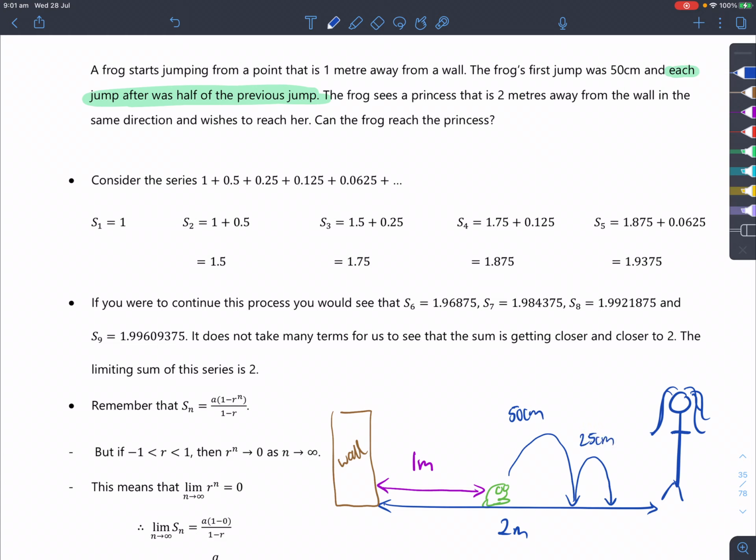And then what do you know? The next jump is going to be half of this. So it would be this much, okay? Now, if they keep doing that, the question is, can the frog reach the princess? Well, no, because every single time the frog is jumping, they're jumping half the remaining distance left. So they'll never actually get to them, okay? So, ignore this for now, all right? We're just going to go straight to the formula, okay?